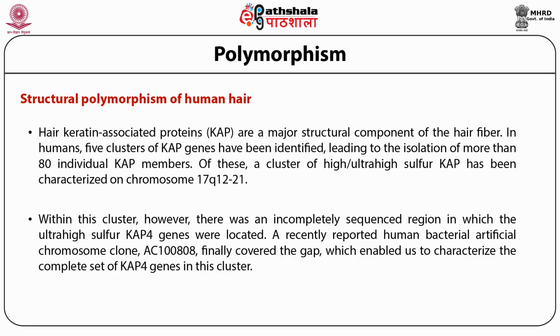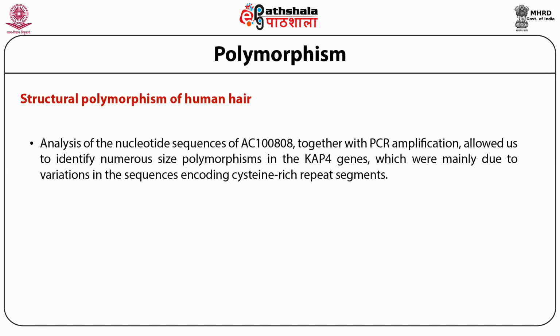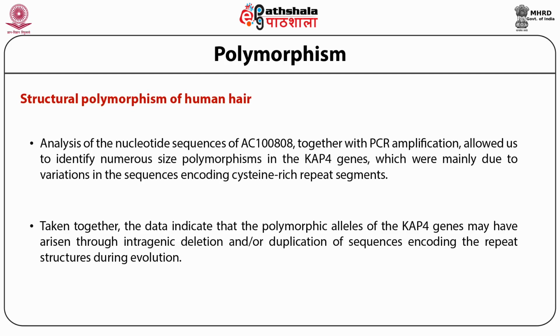A recently reported human bacterial artificial chromosome clone, that is AC100808, finally covered the gap, which enabled us to characterize the complete set of KAP4 genes in this cluster. Analysis of the nucleotide sequence of AC100808 together with PCR amplification allowed us to identify numerous size polymorphisms in the KAP4 genes, which were mainly due to variations in the sequence encoding cysteine-rich repeat segments. Taken together, the data indicate the polymorphic alleles of the KAP4 genes may have arisen through intragenic deletion and or duplication of sequences encoding the repeat structure during evolution.